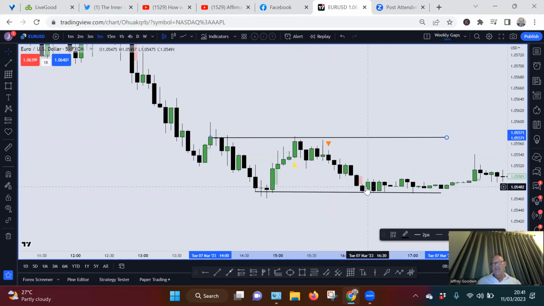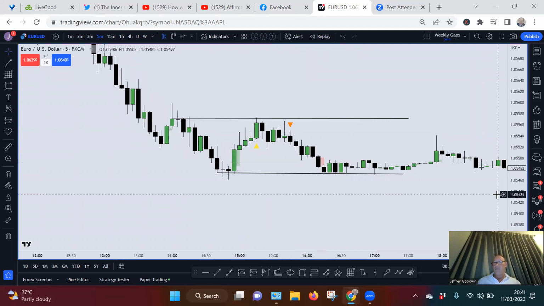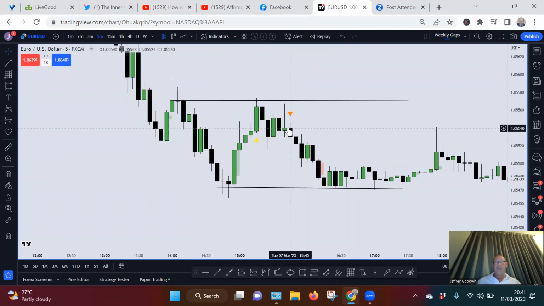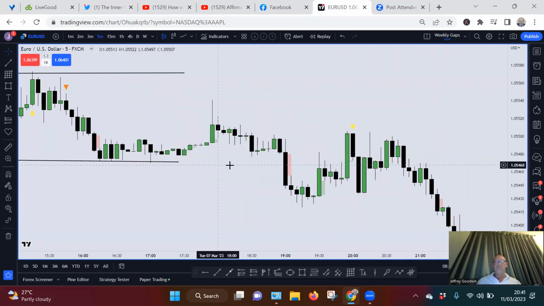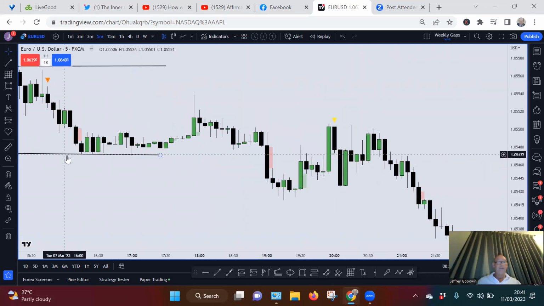For me, on this time frame, this is a no entry for me personally. If you can get an entry out of that, that's up to you. I'm not choosing an entry at that moment in time. I would just say no entry. No entry.